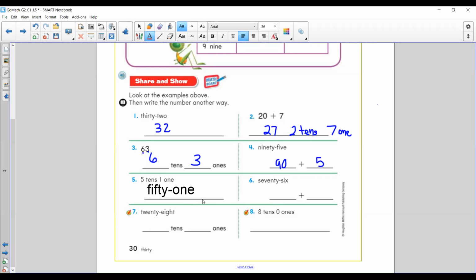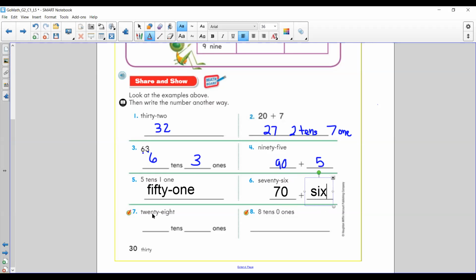And we can talk more about all the different ways because we just don't have time to write all the different ways. 76. So we have a plus sign there. So we need to write the number for 70. 70, that's 70. And then for 6, 6 ones, it's just 6. There we go.